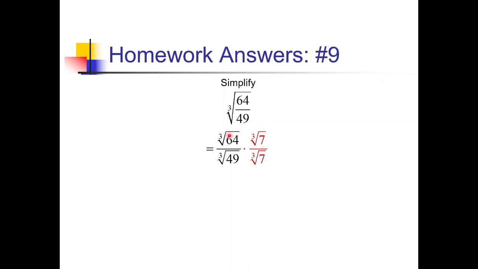The cube root of 64 is just 4. So I'm going to write my numerator as 4 cube root of 7 and the denominator then as cube root of 343. But then I can immediately turn around and take this cube root to get 7 in the denominator, and now this is fully simplified.